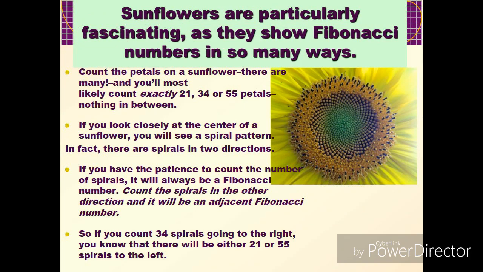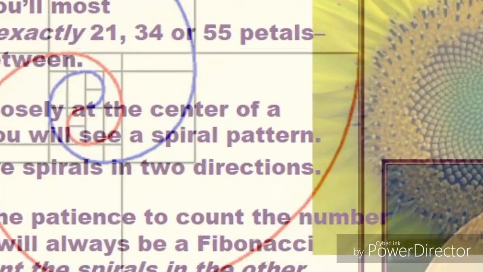And this is another example of Fibonacci in nature. We have the sunflowers. Sunflowers are particularly fascinating as they show Fibonacci numbers in so many ways. If you count the petals on a sunflower, there are many, and you'll most likely count exactly 21, 34, or 55 petals, nothing in between. If you look closely at the center of a sunflower, you will see spiral patterns. In fact, there are spirals in two directions. And if you have the patience to count the number of spirals, it will always be a Fibonacci number. If you count the spirals in the other direction, it will be an adjacent Fibonacci number.